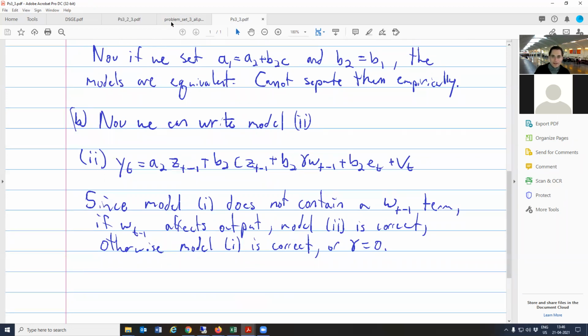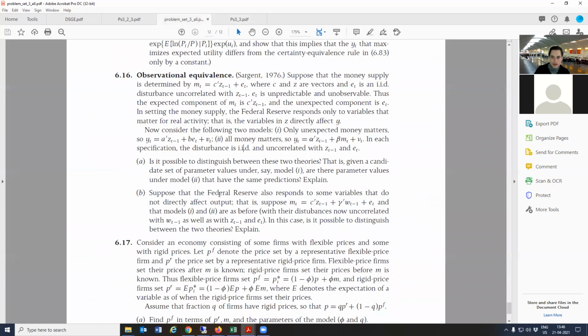Okay. Let's look at the second problem. Suppose that the Federal Reserve also responds to some variables that do not directly affect output. That is, suppose that MT is equal to, again, ZT minus 1 times C, but now also gamma times WT minus 1, where WT minus 1 is, say, the height of people's skirts.